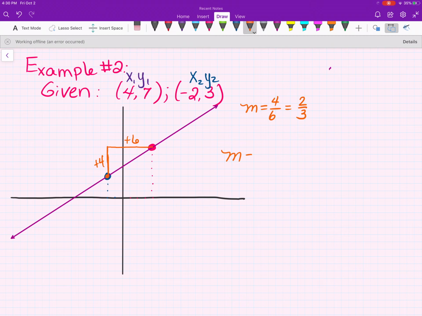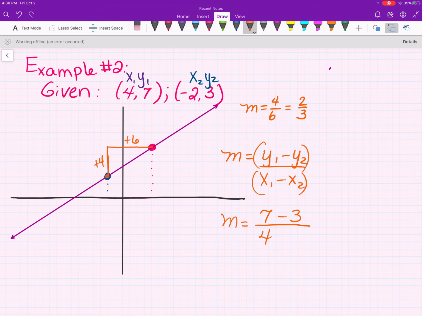M equals y1 minus y2 over x1 minus x2. You could use either way here to figure the slope out. Okay, I'm going to fill in what I know. y1 is 7, y2 is 3. x1 is 4, and x2 is -2. Be careful of your negative. So on the top I get 4, on the bottom I get 6, because 2 negatives make a positive.